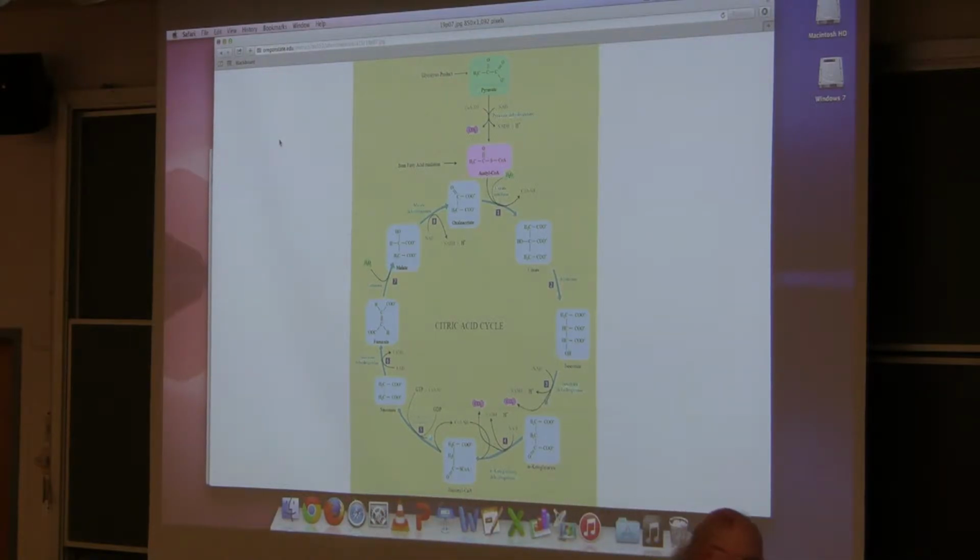Pyruvate Dehydrogenase is an enzyme that catalyzes an oxidation of pyruvate. This is an oxidation of pyruvate. The oxidation results in the decarboxylation of pyruvate. That's the carbon dioxide you see going right there. Plus, NAD gets converted into NADH. Okay? So we have an oxidative decarboxylation occurring. And the product of that oxidative decarboxylation is acetyl-CoA. So the 2 carbons from pyruvate make up the acetate part of it, and coenzyme A gets joined in the process.